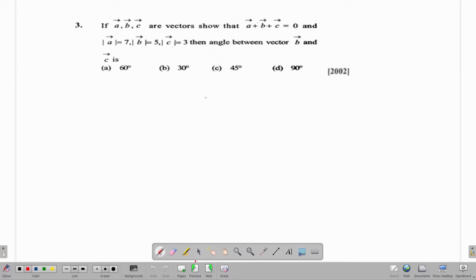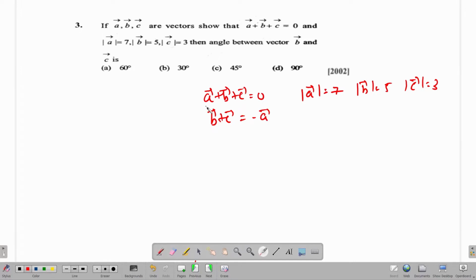So we start with the given condition, that is A plus B plus C equals 0. First of all, just write all the conditions which are given to us. Mod A is 7, mod B is 5, and mod C is 3. And you should know that squaring is the solution of these types of questions. You can just rewrite this as B plus C is equal to minus A. Why? Because if I square, in that case I get B dot C, and in dot product we have the angle cos theta. Since we have to find the angle between them, B plus C remains on the left hand side. After squaring, we get B dot C, where we can use the angle between B and C. So just square it.